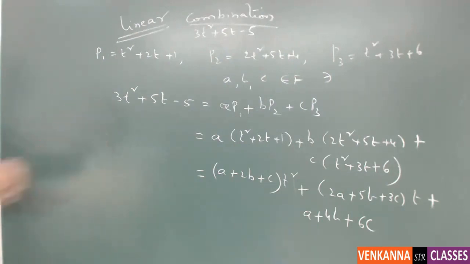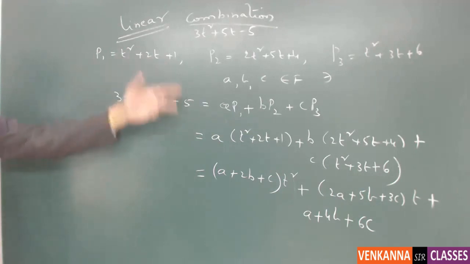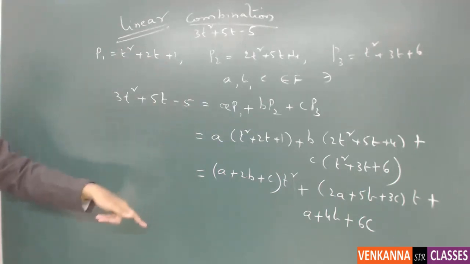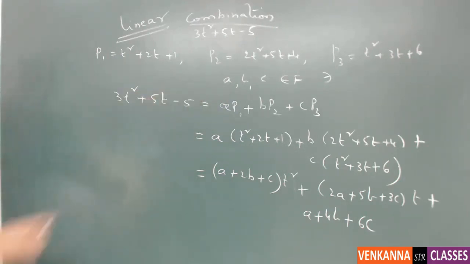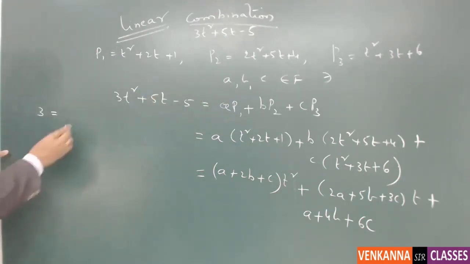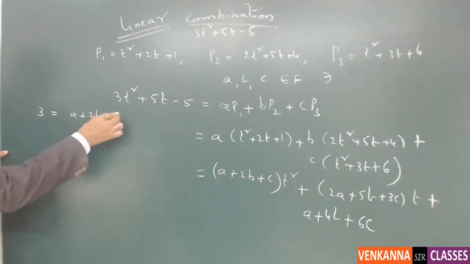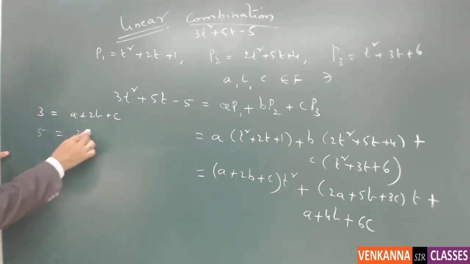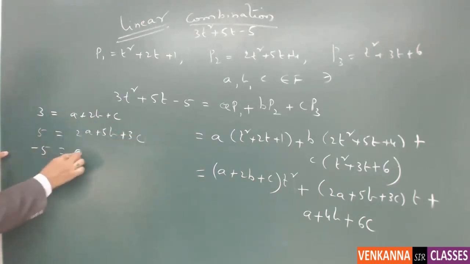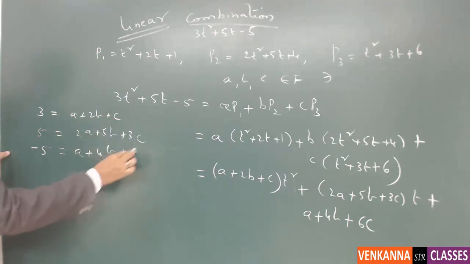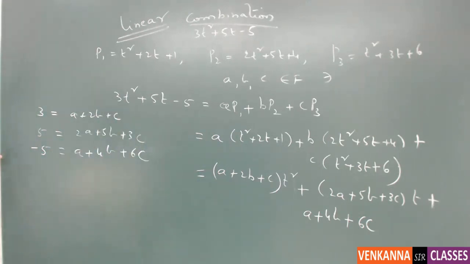Now if you compare the respective coefficients, because we are assuming that the linear combination is possible here. If it is possible, what are the possible values of a, b, c? You are deducing that here. So 3 is equal to a plus 2b plus c, 5 is equal to 2a plus 5b plus 3c, and minus 5 is equal to a plus 4b plus 6c. It is nothing but solving the system of non-homogeneous equations.